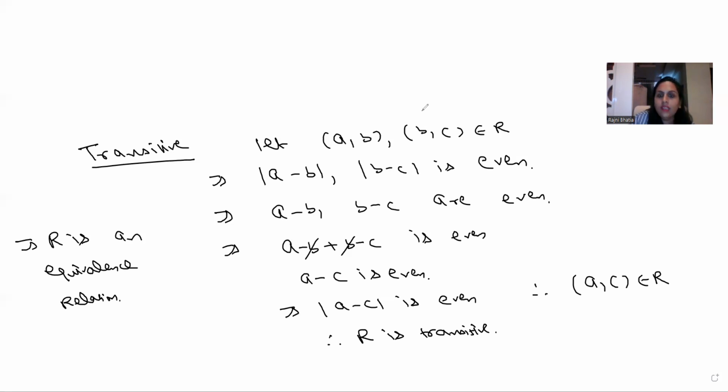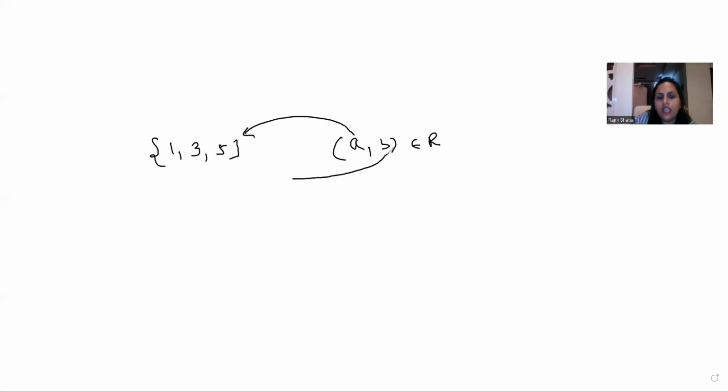The second part of this question is: show that all the elements of {1, 3, 5} are related to each other. So suppose I take this set {1, 3, 5}. The question is to show that all the elements are related to each other, meaning (A, B) belongs to R. We need to show where A also belongs to this set and B also belongs to this set. This is the meaning of this question.